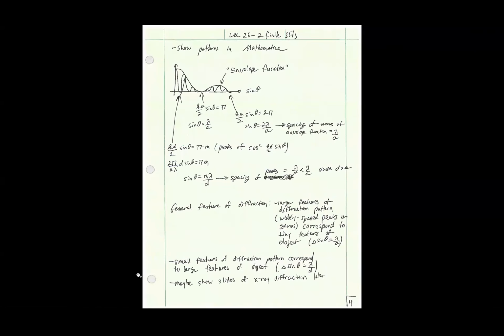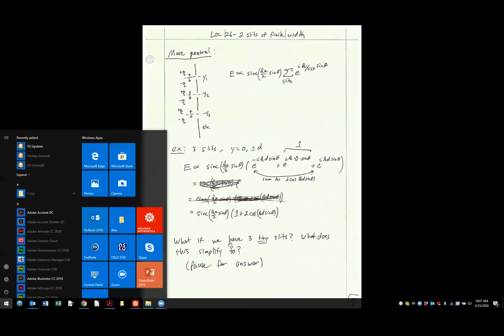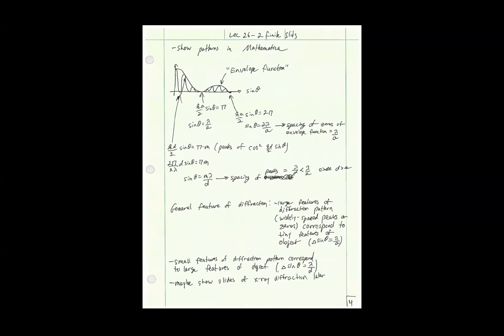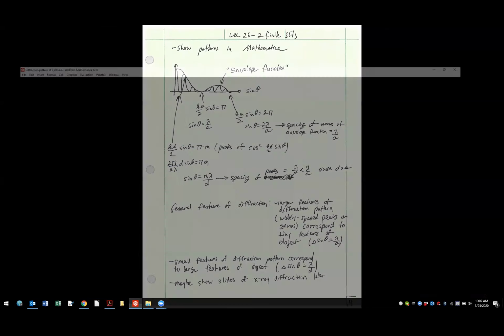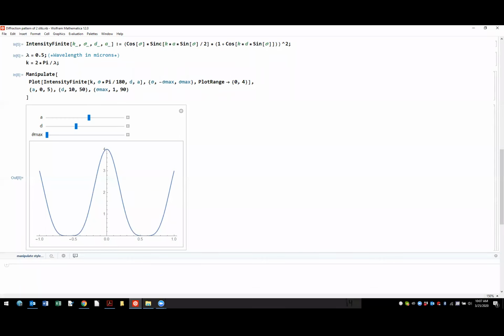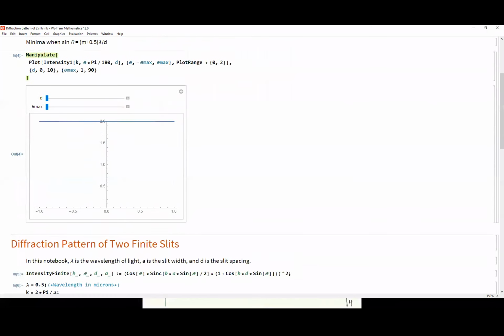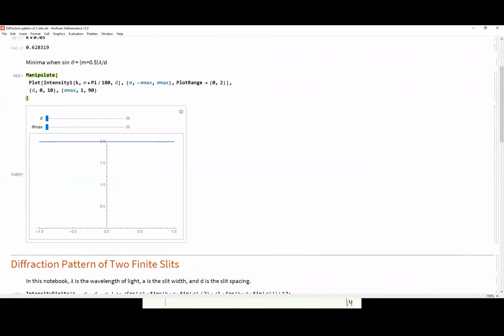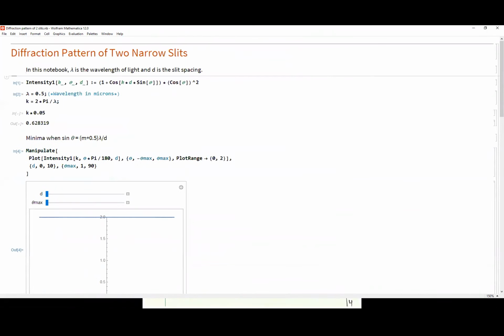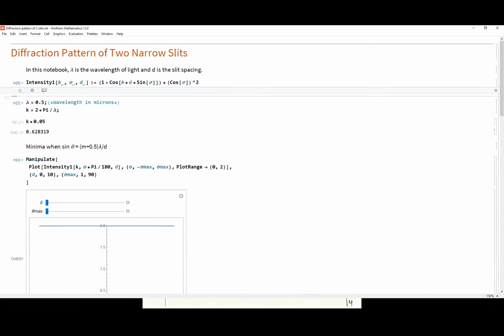Okay, well then let's look at these patterns in Mathematica. Oops, let me go back to there. These Mathematica files that I'm using today are all on Blackboard. So we've got a notebook that has two different things for finding the diffraction pattern of two slits. If they're very narrow slits, we use this function.